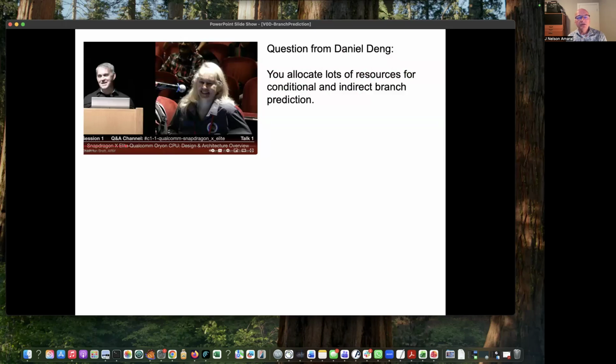So then there was a question that came through Slack. They also use Slack to receive questions during these presentations, where Daniel Deng says that you have allocated lots of resources for conditional and indirect branch prediction. What is the reason for so many resources? How do you make power performance trade-offs?